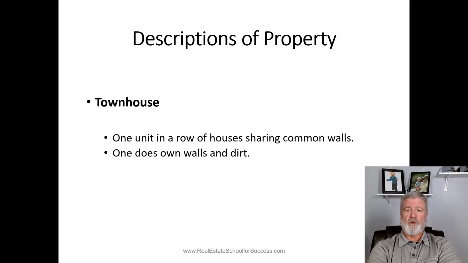But they all share common walls. Now, that is similar to a condo. With a condo, you could be sharing common walls, right? Because they're all attached. The difference is who owns those walls, right? So there's your difference between a townhome and a condo.